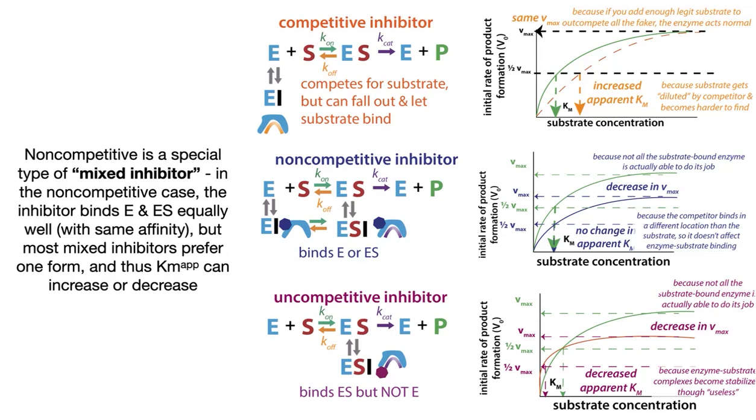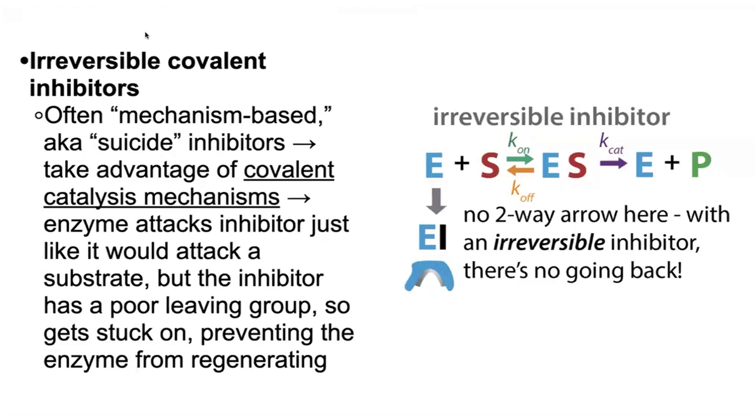In the case of our non-competitive, we're going to have a decrease in our Vmax because not all the substrate-bound enzyme is actually able to do its job. But we're not going to have a change in our apparent Km because the inhibitor binds to a different location, doesn't affect the enzyme-substrate binding, isn't competing. With our uncompetitive, here too not all the substrate-bound enzyme is actually able to do its job, so we're going to get a decrease in our Vmax. But because the enzyme-substrate complexes become stabilized, even though they're useless, you're going to get a decrease in apparent Km.